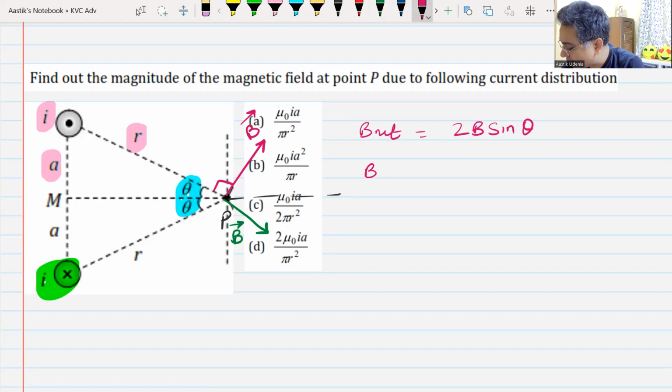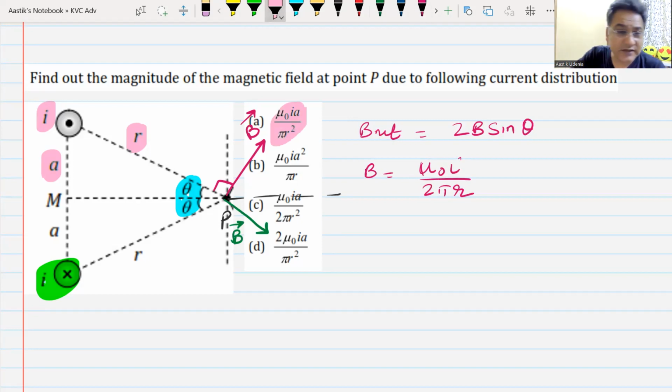This B will be equal to mu naught I by 2 pi and the distance is R. Yes or no? Yes, sir. The value of sine theta will be A by R. Yes or no? Yes, sir. Which option matches this one? Option A, sir. Option A is the correct option. Do we understand how this is done? Understood, sir. Everyone got the answer? Yes, sir.